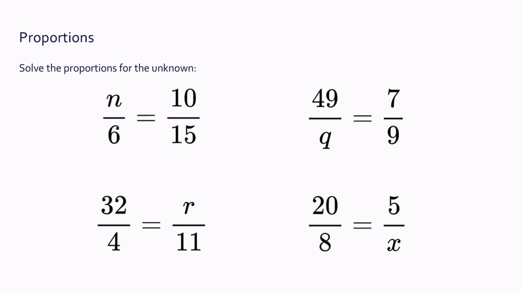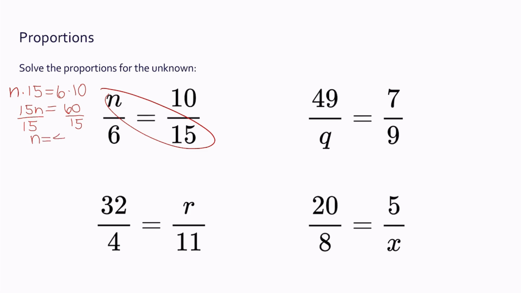Pause this video and give each of these a shot. All right, so I have n times 15 equals 6 times 10. I'm going to divide both sides by 15, and I get n equals 4.